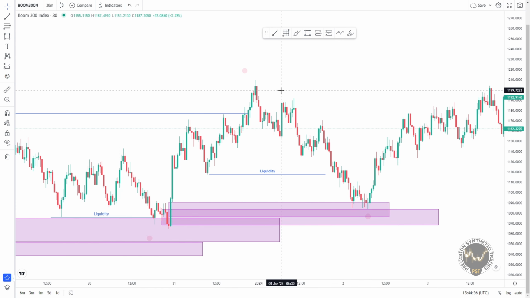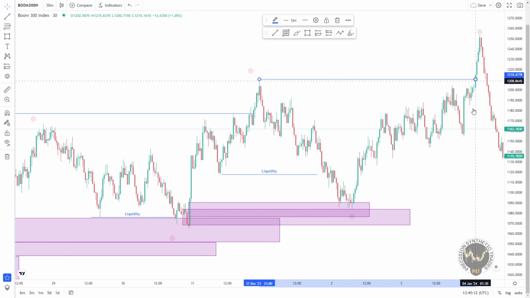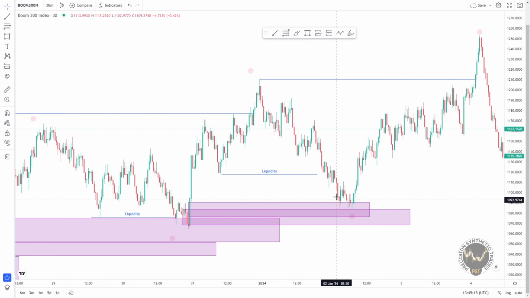So price went up, came down, tapped into our point of interest. Where are we going to target? Our high that was created. And we're going to target there. Tapped in and price went out. You got out of your trade.